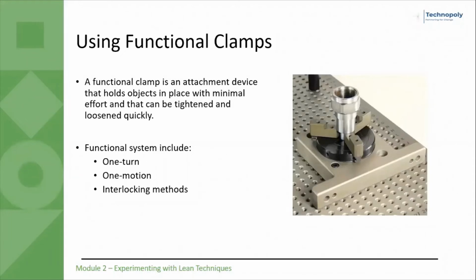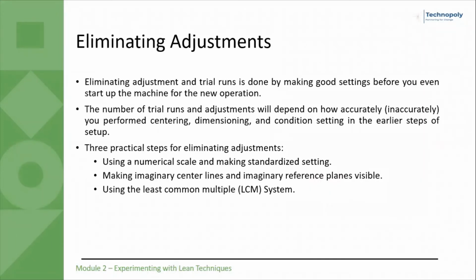The next technique is the use of functional clamps. A functional clamp is an attachment device that holds objects in place with minimal effort and that can be tightened and loosened quickly. For example, this device holds a component during inspection. The clamping jaws will loosen or tighten by pulling or pushing one of them. Another technique is eliminating adjustments.